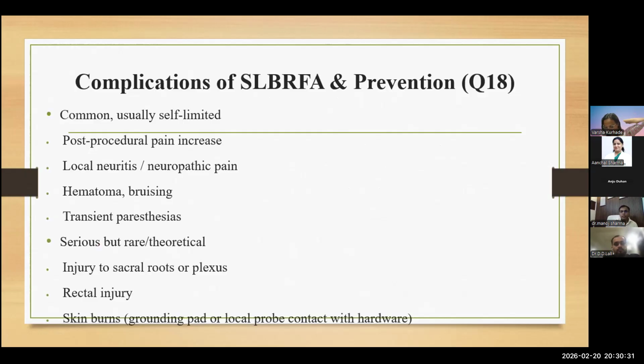Then complications associated with sacral lateral branch radiofrequency ablation are usually self-limited. Mainly, there might be post-procedural pain, increase in pain, local neuritis or neuropathic pain, hematoma, bruising. There can be transient paresthesia, and serious complications are very rare, like injury to sacral roots, rectal injury, and skin burns because of the hardware we use.